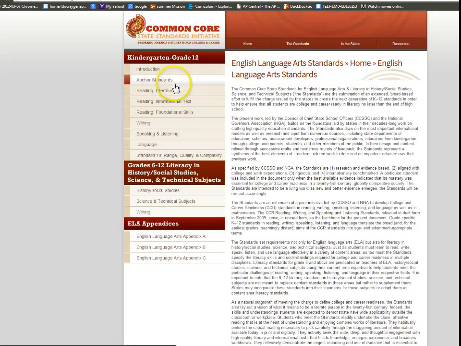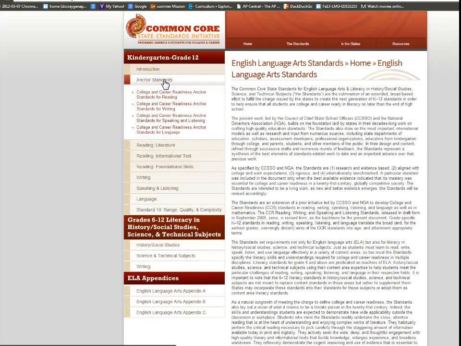And so first, let's take a look at the navigation here. The Anchor standards, which we will be clicking on in a few moments. Reading literature has some standards. Reading informational text has slightly different standards. And reading foundational skills, those are basically how to teach reading or reading standards for kindergarten through 5th grade. So let's look at the Anchor standards. These are the basis for literature and informational text.